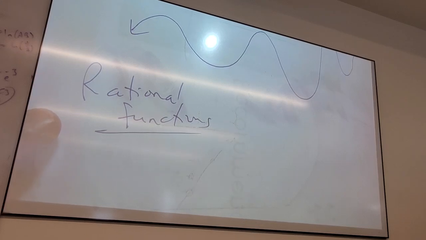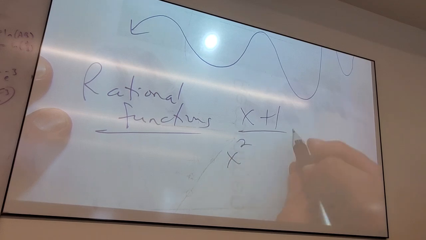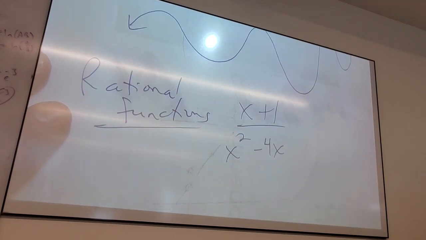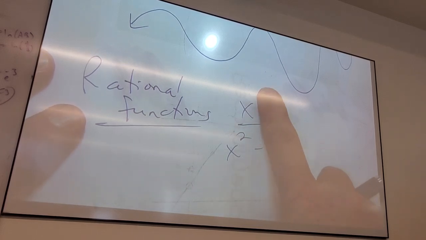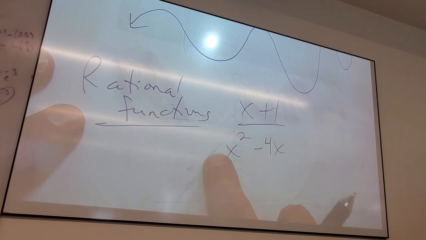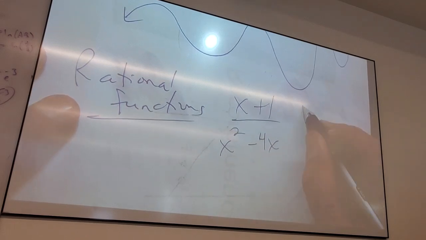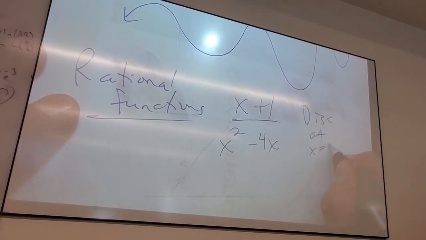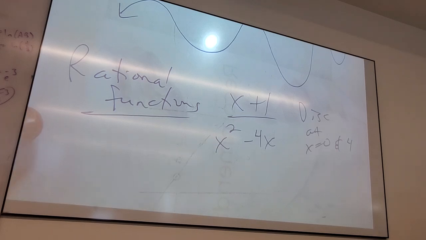X is on the bottom. And the top, maybe. So it's a ratio of polynomial functions. Rational functions are continuous on their domain. So let me ask you, are there any discontinuities just looking at this function total? What are the two discontinuities, at what x values? X equals 0 and? 4. If you factor the bottom, you get x times x minus 4. 0 and 4. What is this function's domain, though?